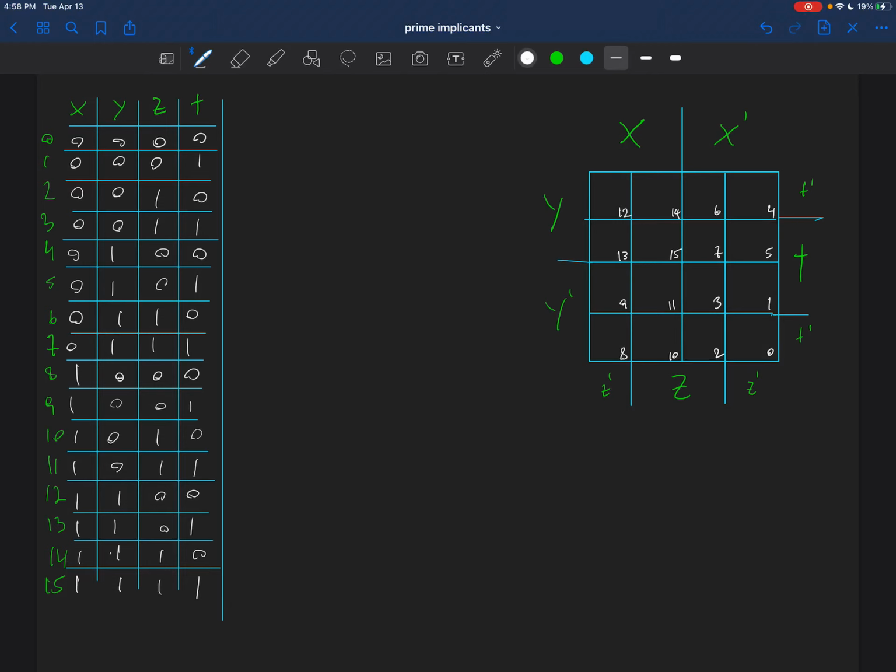Okay, so let's look at prime implicants. Now, it's really important to have these terms straight because I think it clarifies what we do with them. The word implicants refers to the adjacency of terms. So if we have 0, 0, 1, 0 and 0, 0, 0, 0, to get from term 1 to term 2, we just change one digit.